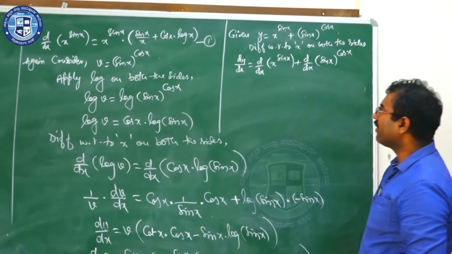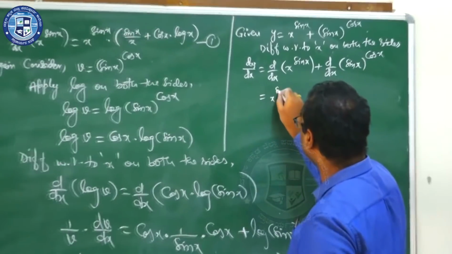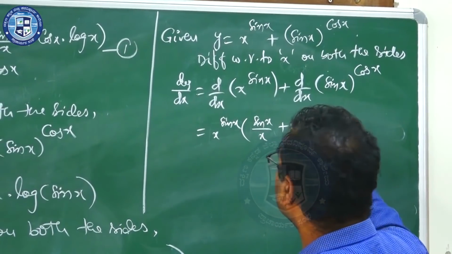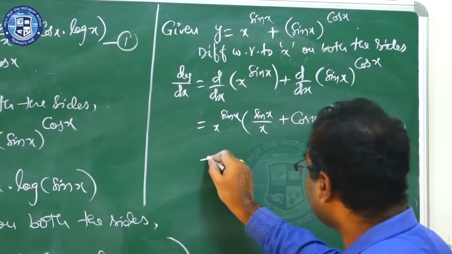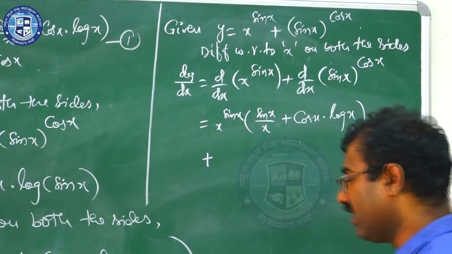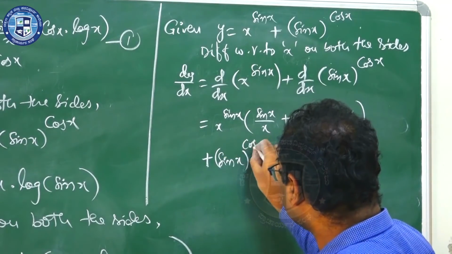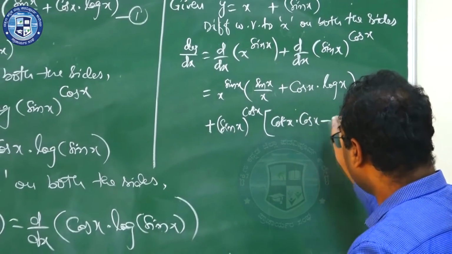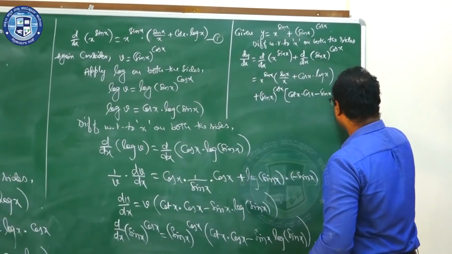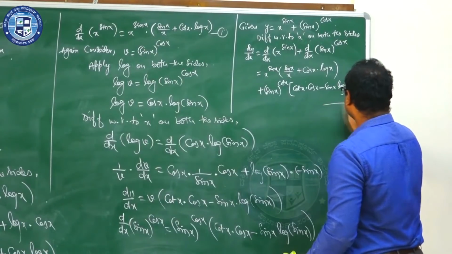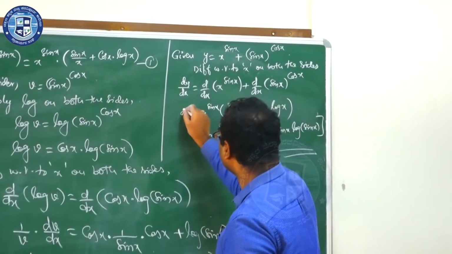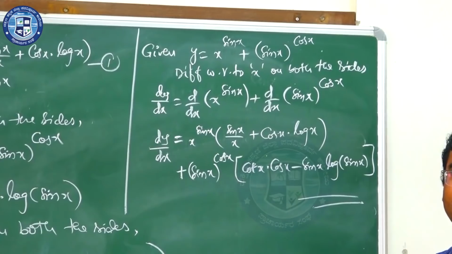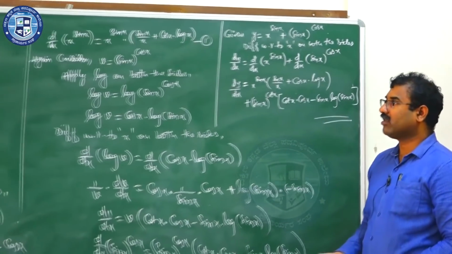And it is a 5 mark very important model. So which is equal to d by dx of x power sin x, that is x power sin x into (sin x by x plus cos x into log x), from 1, plus d by dx of sin x power cos x value, that is sin x power cos x into (cot x into cos x minus sin x into log of sin x). Okay, so this is the answer for dy by dx of the given problem. This is a very important model for 5 marks. Like this, variable power variable, two terms, either they may give addition or difference.